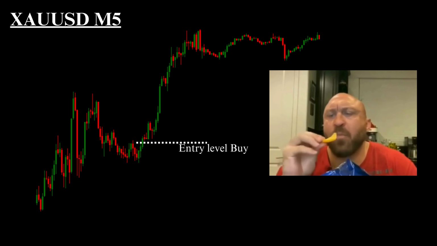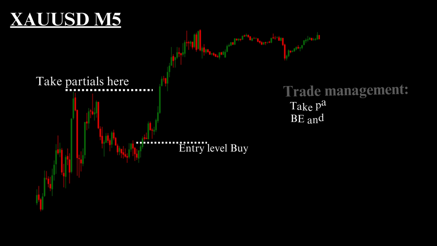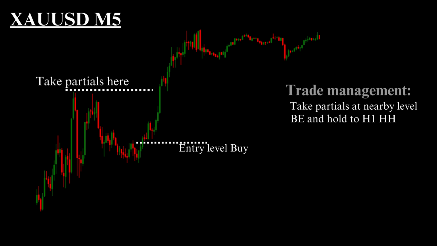Remember guys, put stop loss below H1 order block zone here. Take partial profits at the nearest level, and then break even and hold the rest of your position to maximize profits. Guys, you have to take all setups without sparing any one of them, and always make sure to target a minimum of 2 risk-reward ratio on every setup that you choose to take.